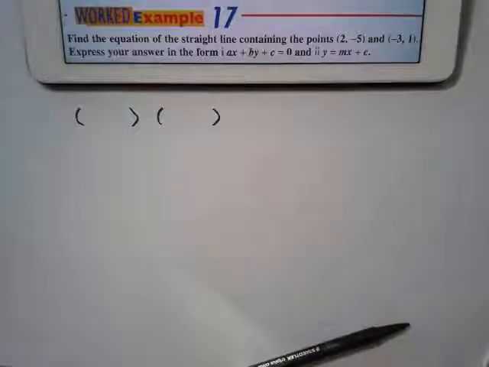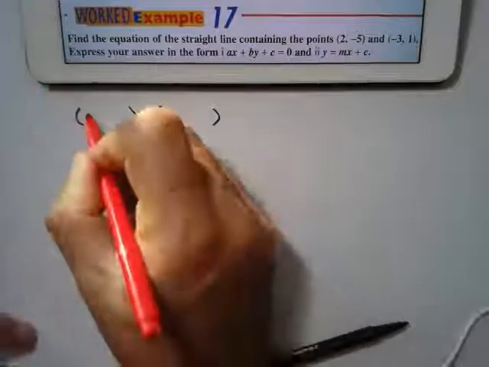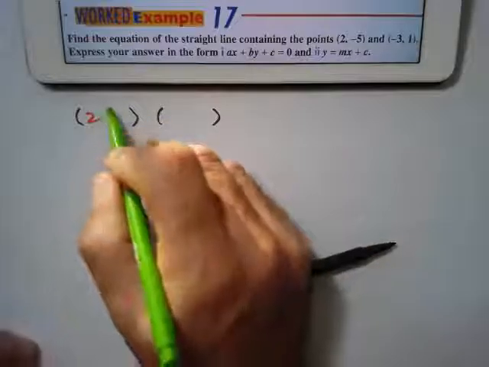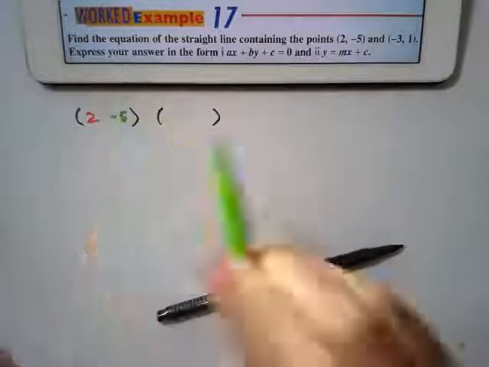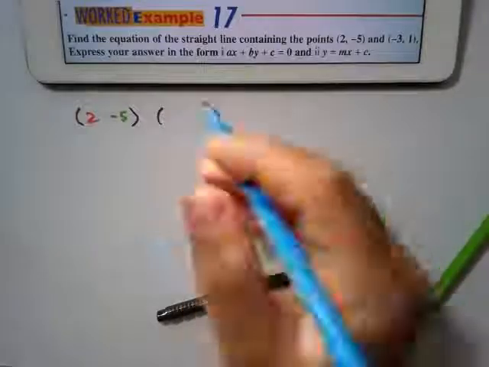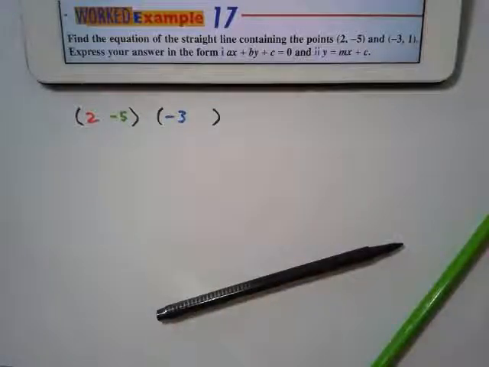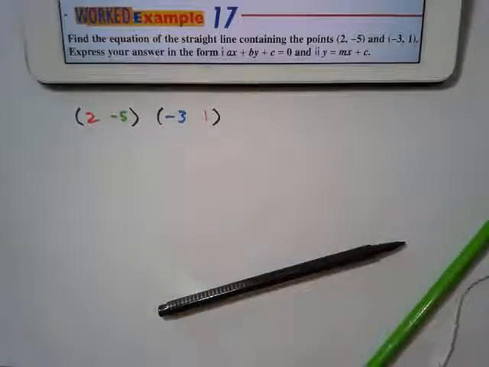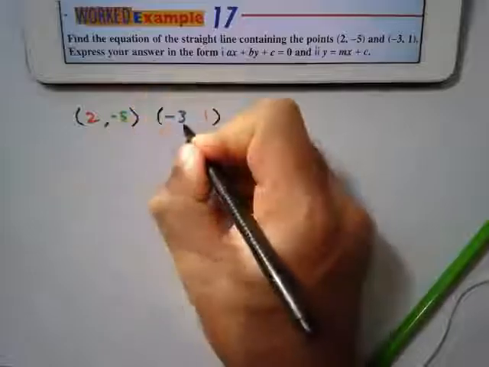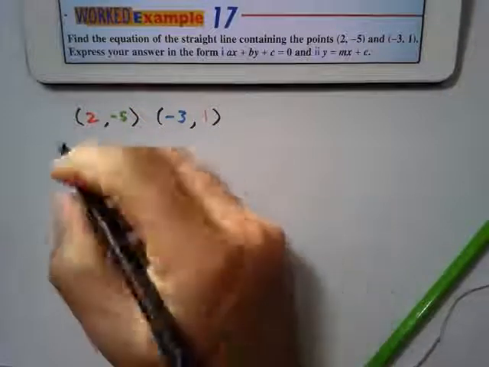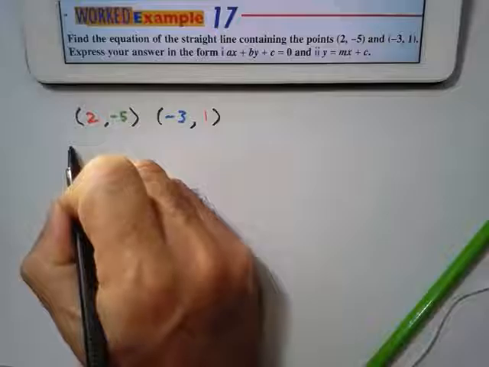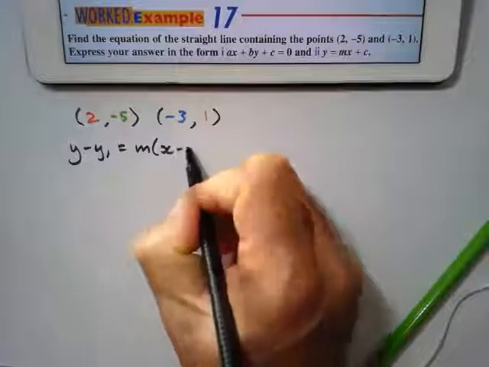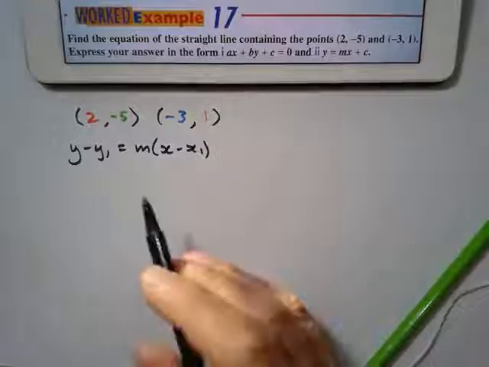My first point was x is 2 and y is -5. This is going to be -3 and 1. So that's my 2 points. What I also know is that I have this equation that I have to use. So I'm going to say y minus y1 equals m times x minus x1. Now I don't have a gradient.